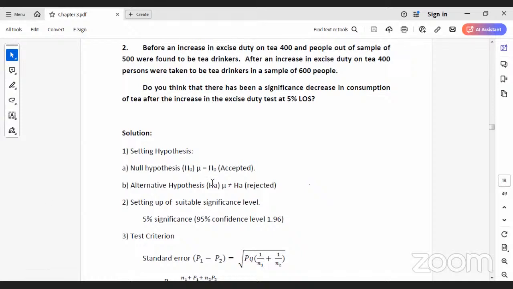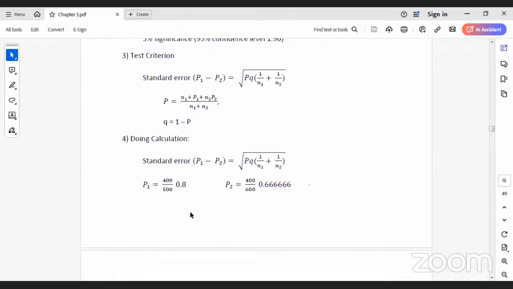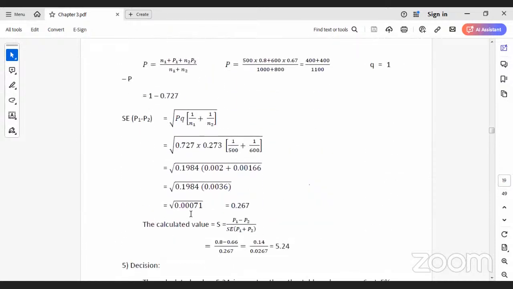Proportion of success, in proportion of success, two activities will be there. Okay, then next is this one.